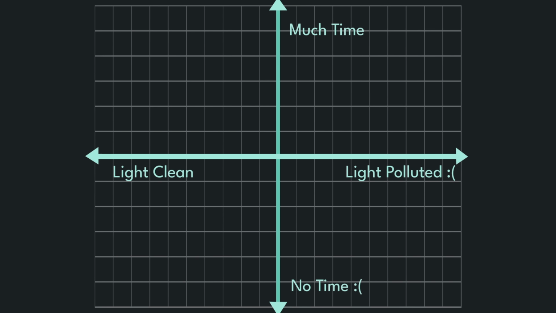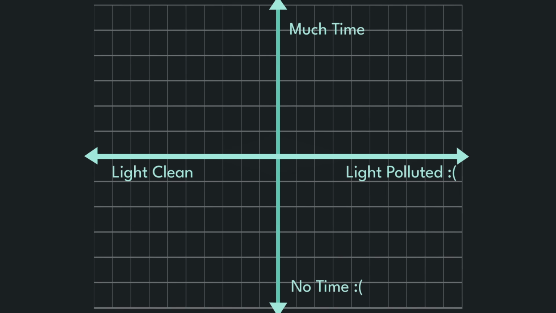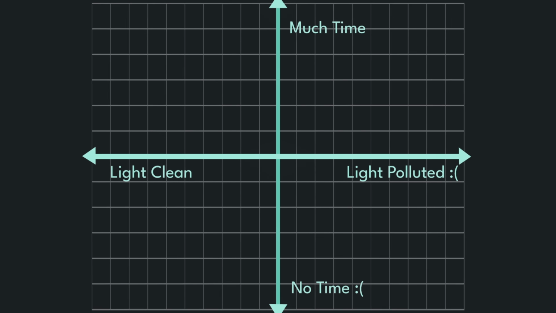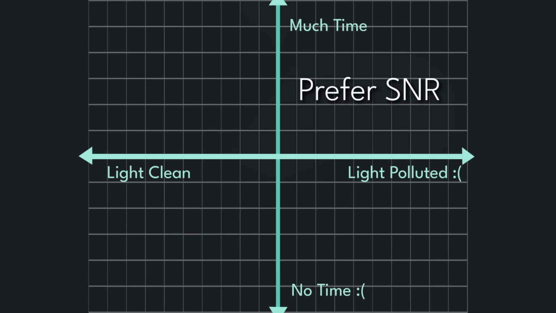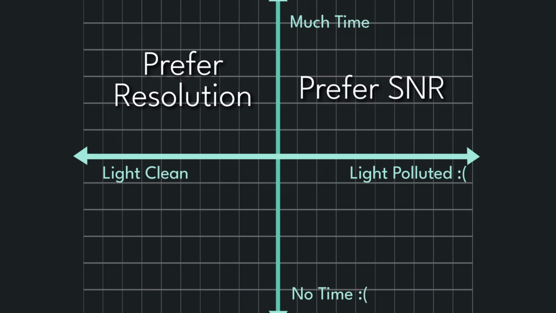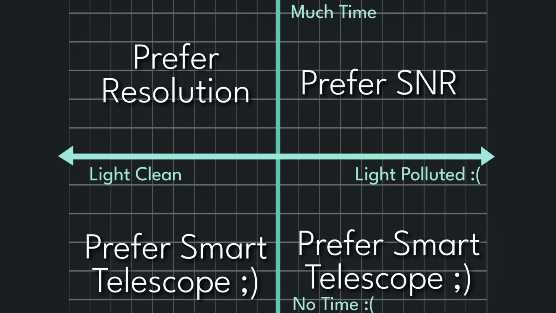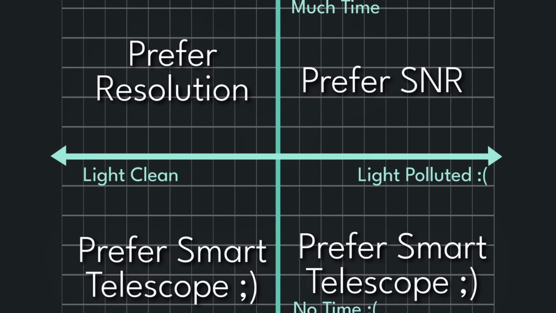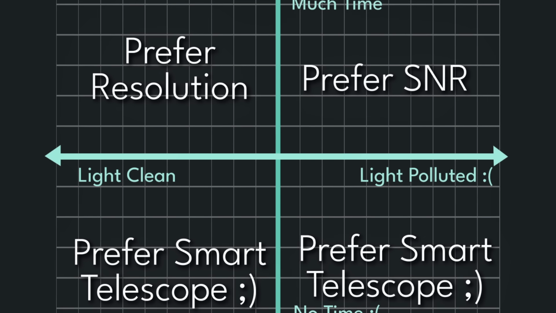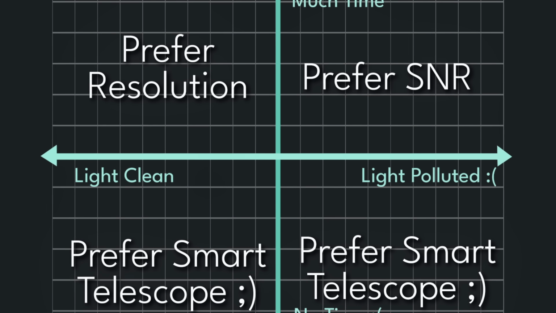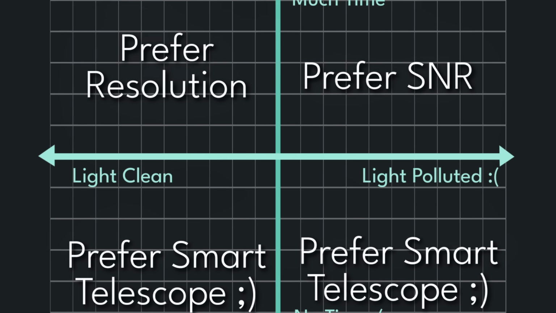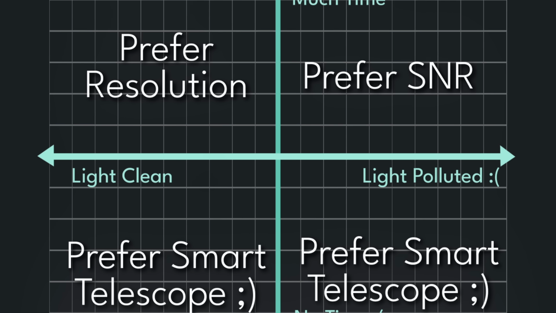But I have a theory that if you deal with a significant amount of light pollution, you probably value SNR a little bit more than resolution, especially on your broadband targets. If you don't have much light pollution to deal with, you generally have high SNR anyway. Because light pollution noise is not as much of a problem, resolution may be more important to you. But that's just my opinion. Maybe you have different thoughts. If so, let me know in the comments.